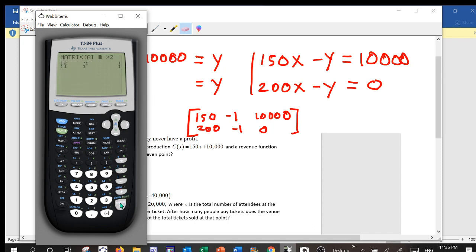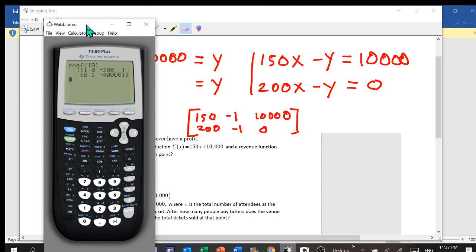So let's see if we can do it this way. We get a 2 by 3 matrix, and we have 150, -1, 10,000, and then 200, -1, and 0. There. So we get out of here, and then we go to matrix, go to math and find RREF, then go back to matrix and get the matrix, and then press enter.